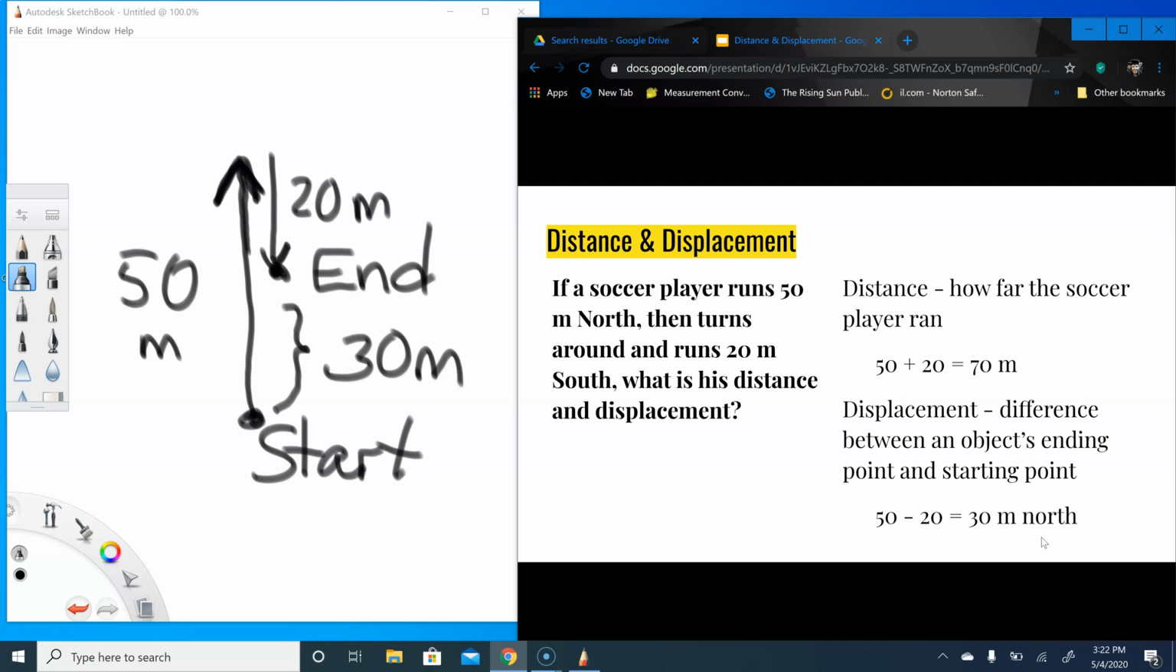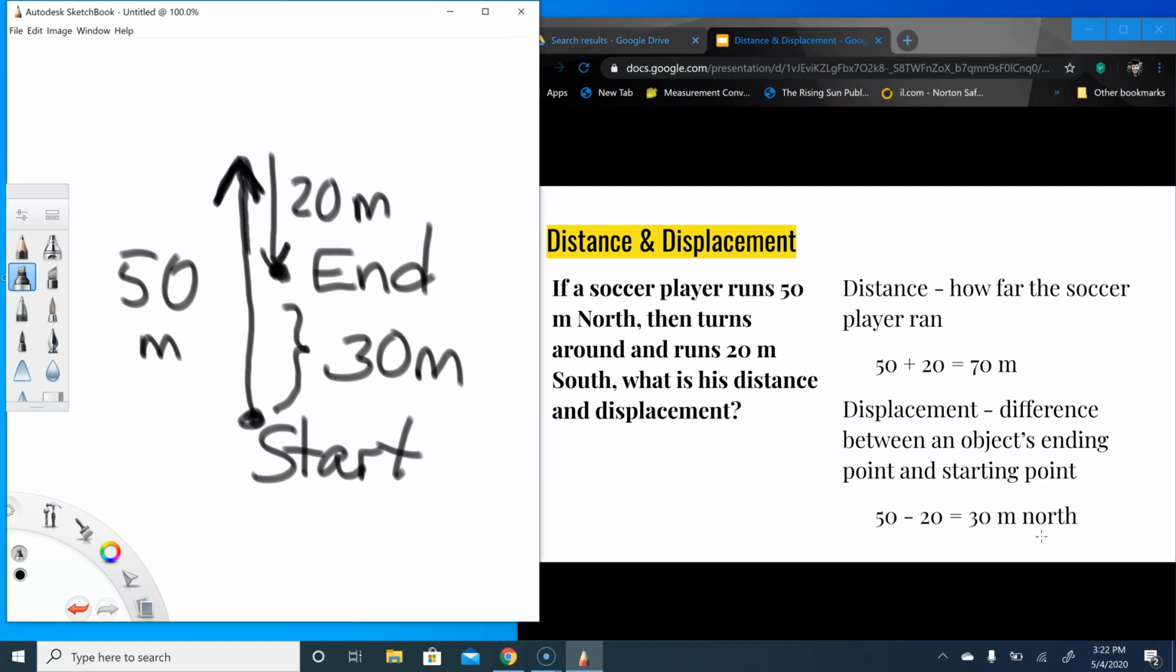Also, when you are working with displacement, always include direction. And sometimes this part confuses students because the last direction that the runner or soccer player was going was south. So they may say, oh, 30 meters south, but that's not true. It's always in reference to where you began, okay? So if you started down here, then where you ended up is actually north of where you started.